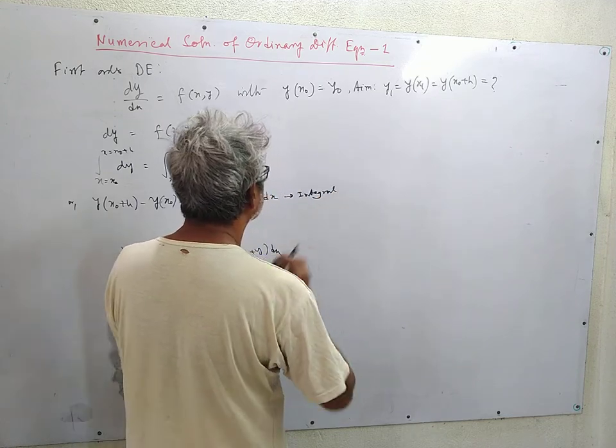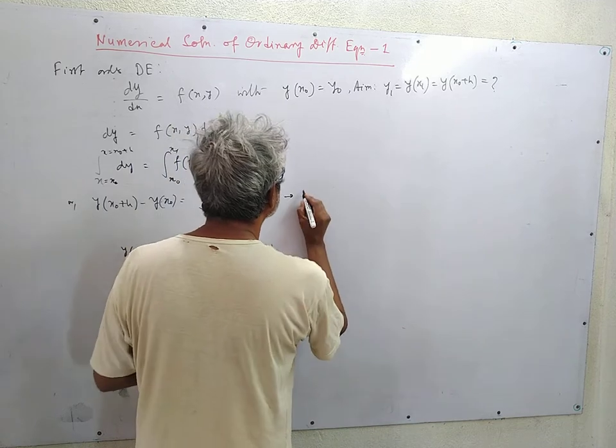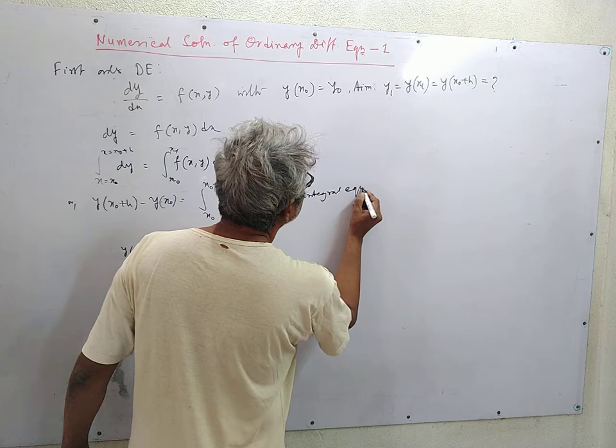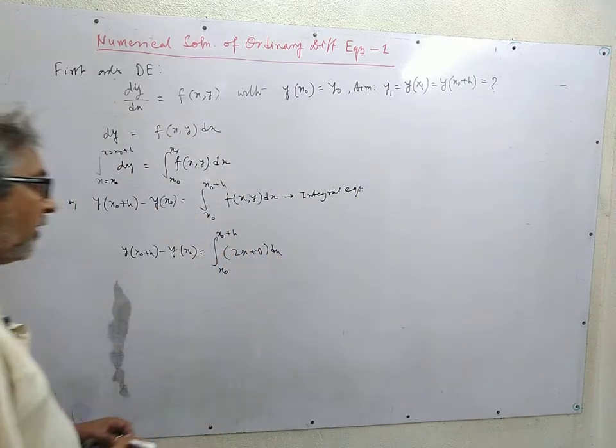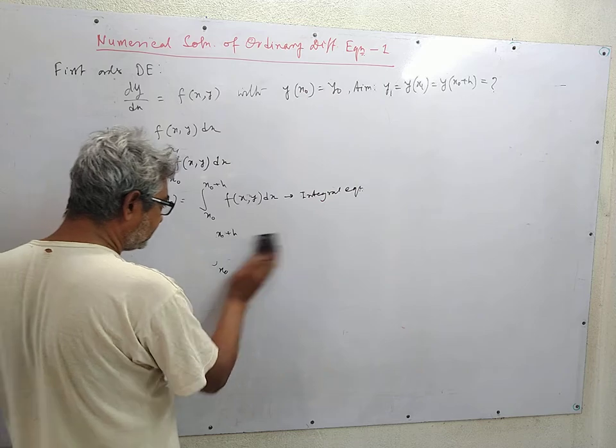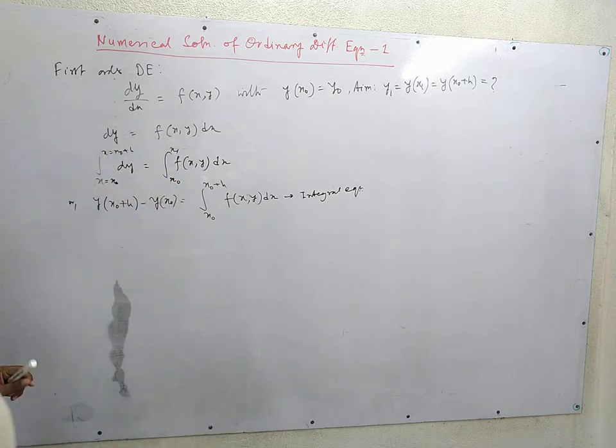Coupled integral equation. The function y that has to be found out is involved within an integration which expresses y. So this is an integral equation, and in general it cannot be solved exactly.